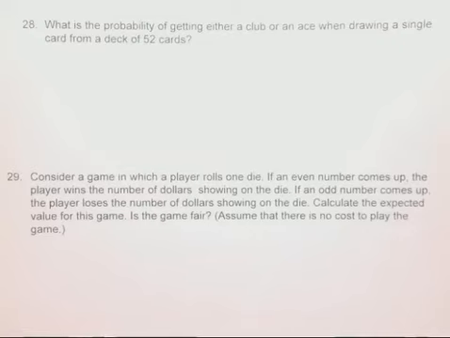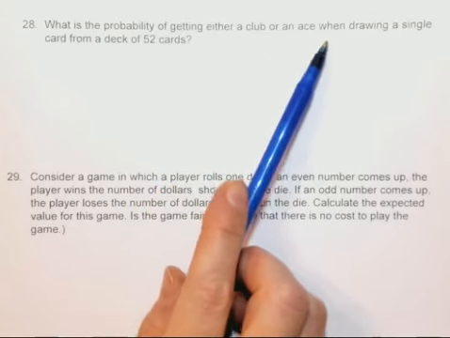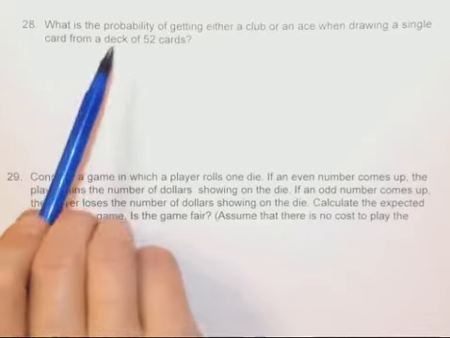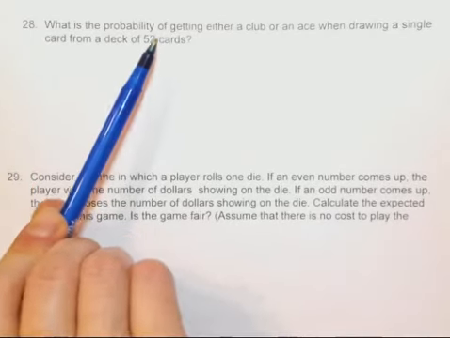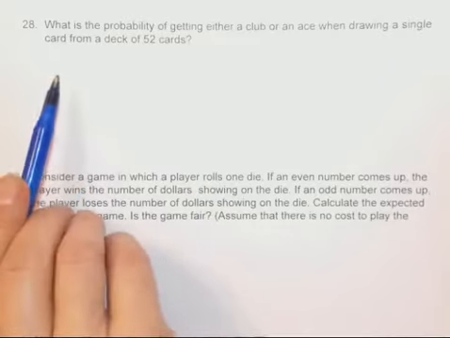We continue with probability. What is the probability of getting either a club or an ace when drawing a single card from a deck of 52 cards? So this is an OR probability. So we add the probability of each event and then we subtract the probability of their intersection.